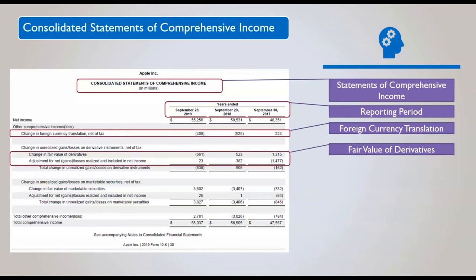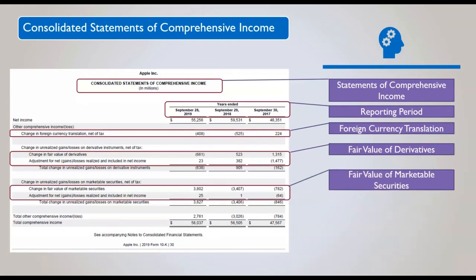The next part we see is the change in the fair value of derivatives. This includes the impact of the fair value changes in Apple's foreign exchange contracts and interest rate swaps. Further details on the amounts are included in Note 8 of the financial statements, which we will cover in a future lecture.